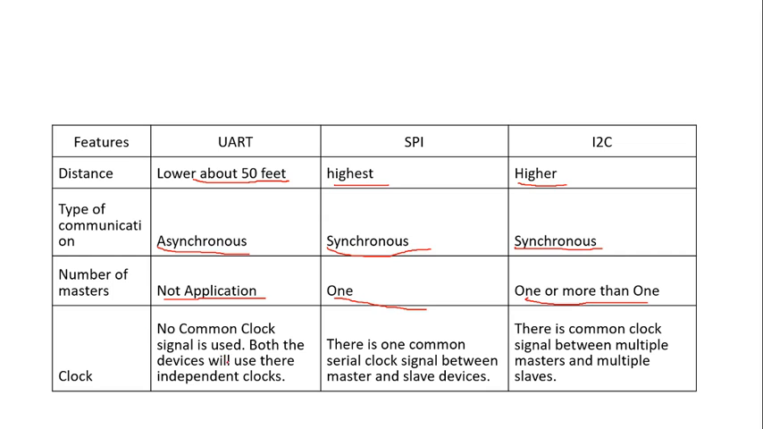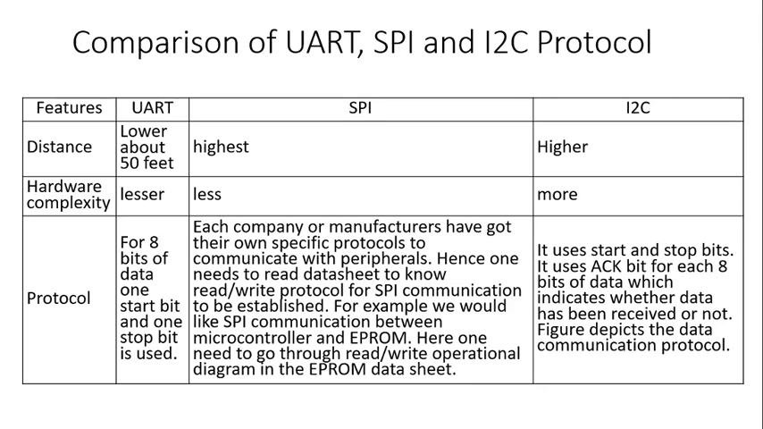Clock signal. For UART, no common clock signal is used. Both the devices will use their independent clocks. In SPI, one common serial clock signal is present between master and slave devices. For I2C, there is only one common clock signal present between multiple masters and multiple slaves. Then the hardware complexity. In case of UART, the hardware complexity is very less.